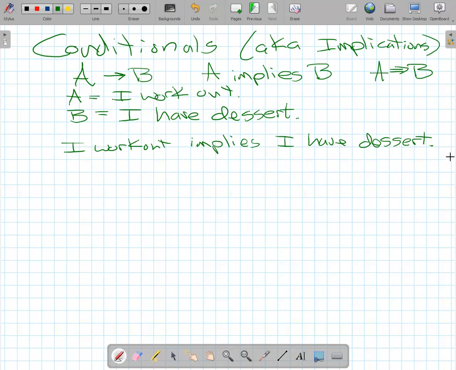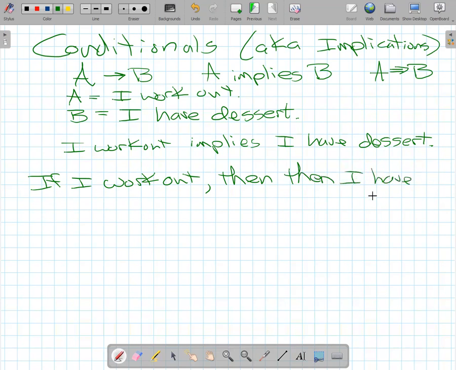The more common way we speak that, like I don't use implies when I'm hanging out with my mom or my friends. I would say something like, if I work out, oops, extra if there. Then I have dessert. Got an extra then. Oh, good. Now I can fit dessert. Good job. Thanks for pointing that out. Sometimes I'm thinking ahead while I'm writing. Okay, then I have dessert. Perfect.